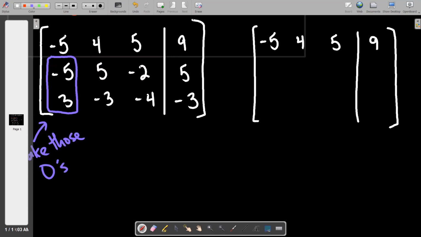And so in order to make a zero, I'm going to perform combinations. So for this one, I'm going to write this down and you're going to tell me whether or not you buy it. Does this make any sense at all? I'm going to do the opposite of row 1 plus row 2. And notice where I put that. I put it right next to where the new row 2 is going to go.